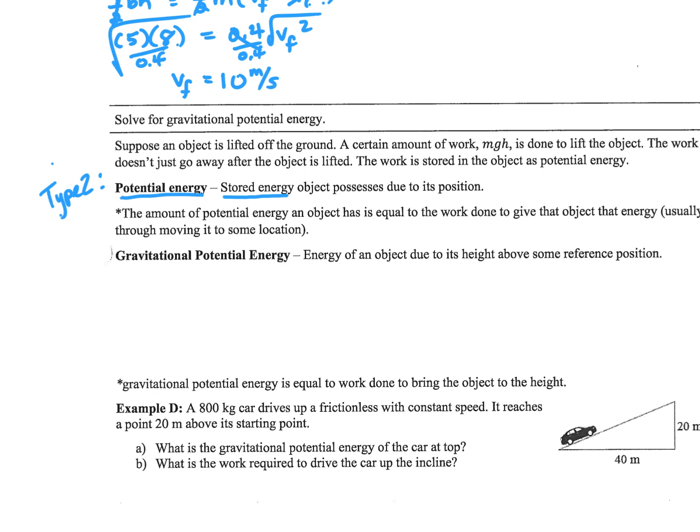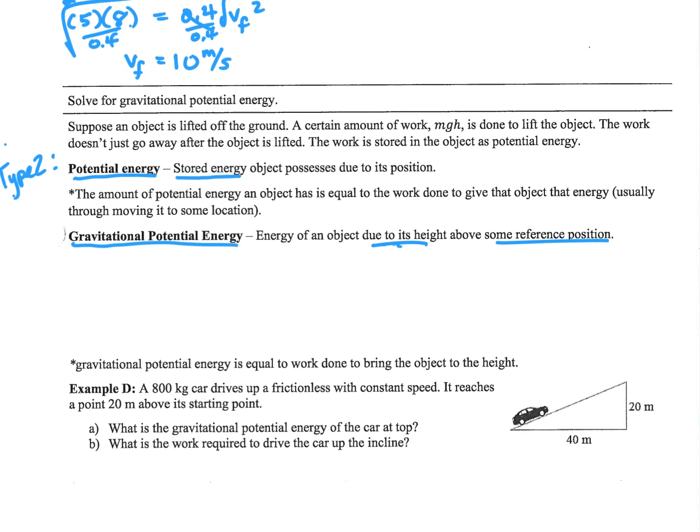All right, and it's positional, okay? So, potential energy, we have gravitational potential energy, which means that it's due to its height above some reference position, okay? Remember what we said, if we hold it up, it can fall, all right? Now, think about it. The amount of potential energy an object has is equal to the work done giving that object that energy, usually through moving it to a location.